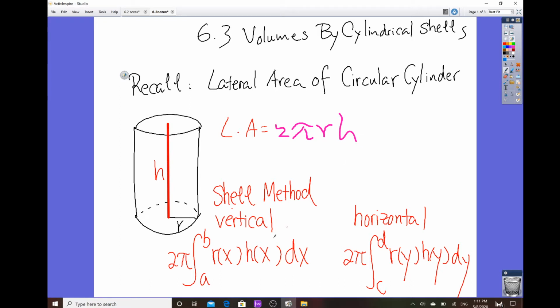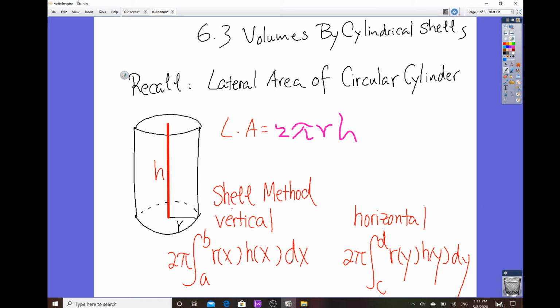So for the shell method, for the vertical one, we do have 2 pi times the integral from a to b of r of x, which is the distance from the curve to the revolution axis. We'll talk about that in one of those examples. So this one is just in general. So it's radius, r of x, and h of x, which is the function.